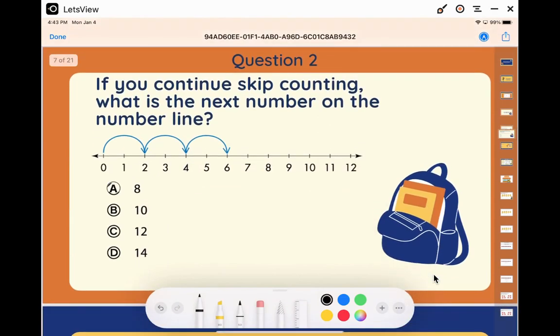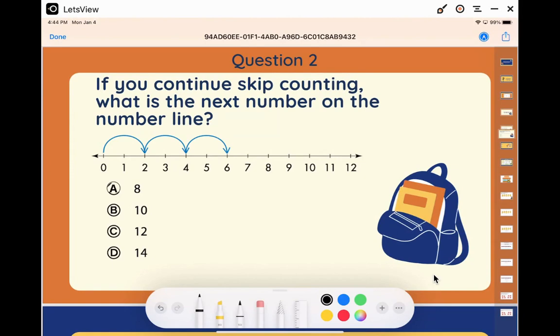Question number 2 says, if you continue skip counting, what is the next number on the number line? Take a look at the number line. This is a multiple choice question. Is it A, 8, B, 10, C, 12, or D, 14? Please answer the question on your screen now. Well, let's check it out, guys.